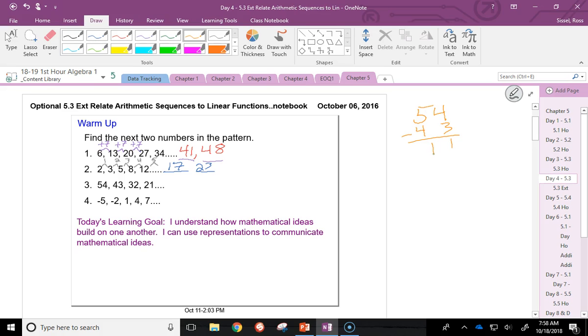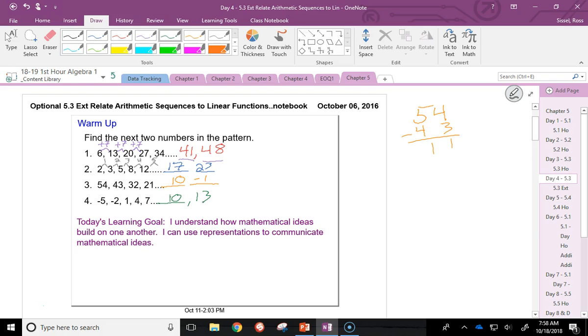Definitely putting that stuff away so you can be following along with our notes. So we subtract 11 from 21 and we get 10. What about our next number? 10 minus 11 would give us negative 1. Okay, not too bad. And the last one, negative 5 to negative 2 to 1 to 4 to 7. Our next numbers are 10 and 13. Good. 10, 13 because we are adding 3 on each one.